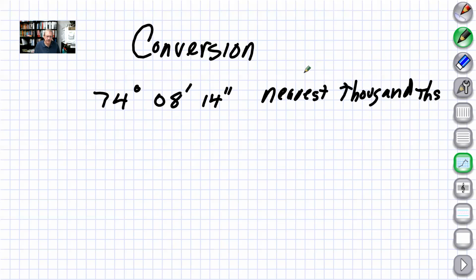Okay, so thousandths would be 3 decimal places. But we're probably going to carry out to 4 decimal places and then reduce it. So we have 74 degrees. Well, 74, we don't want to do anything to. That's fine. But we want to convert over this 8 minutes. And we know there's 60 minutes in a degree. So this is 8/60ths. So we're going to add plus 8 over 60.